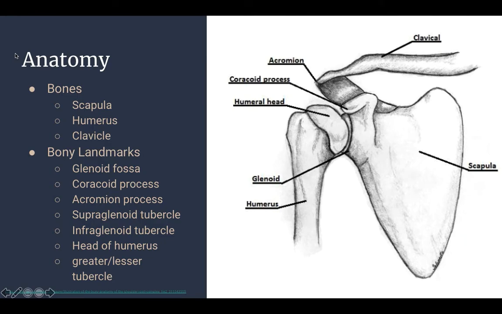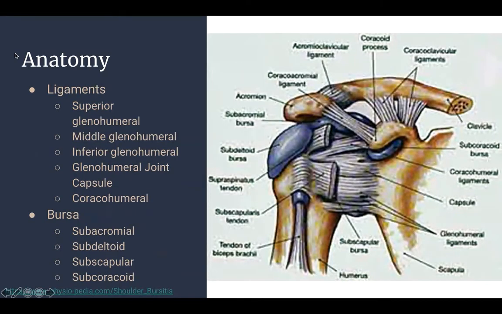The bony landmarks on each bone are the glenoid fossa, the coracoid process, the acromion process, supraglenoid tubercle, and infraglenoid tubercle, which are all on the scapula, and then the head of the humerus and the greater and lesser tubercles or tuberosities. Next, we have the ligaments, and the ligaments involved are the superior glenohumeral ligament, the middle glenohumeral ligament, the inferior glenohumeral ligament, the glenohumeral joint capsule, and the coracohumeral ligament.